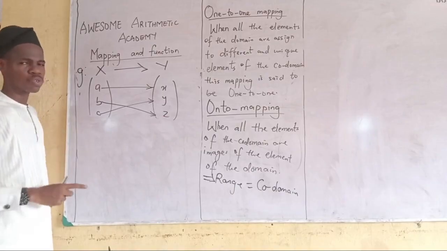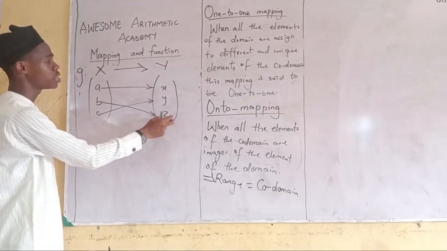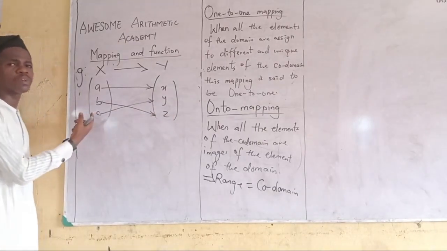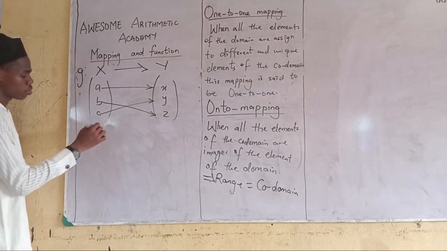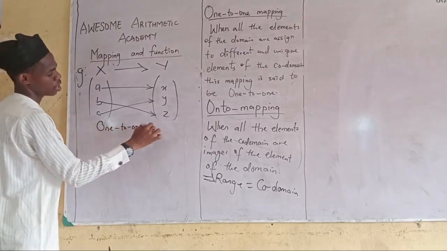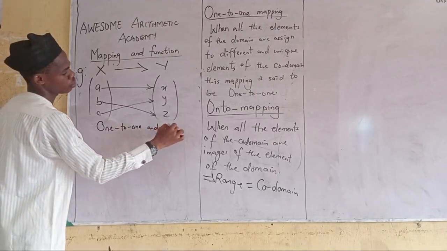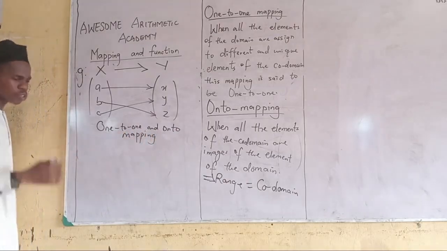Then why is it onto? It is onto because all the elements of the codomain are images of elements at the domain. So in that case, it is onto. So now it is what? One-to-one and onto mapping at the same time. So let's check this one now.